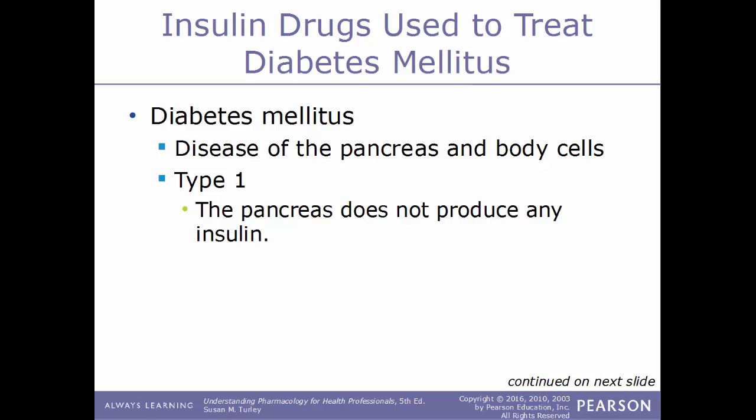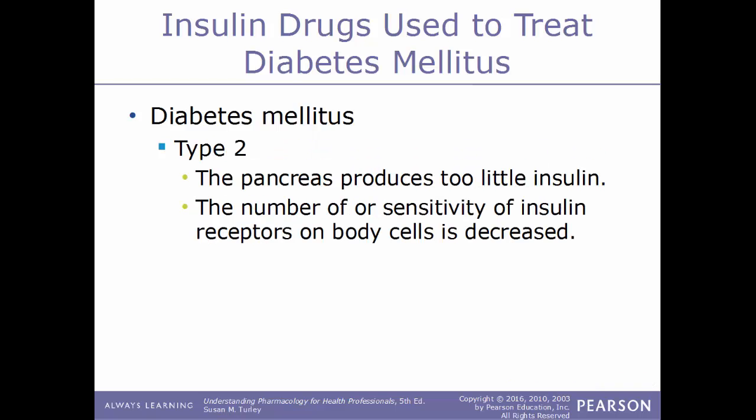Now we'll talk about diabetes mellitus. This is a disease of the pancreas and of the body cells, and there are two types. For type 1, this is where the pancreas does not produce any insulin at all, and in this situation, the person would have to inject insulin on a daily basis. Type 2 diabetes, this is where the pancreas produces too little insulin, or the number of insulin receptors or their sensitivity to insulin is decreased.